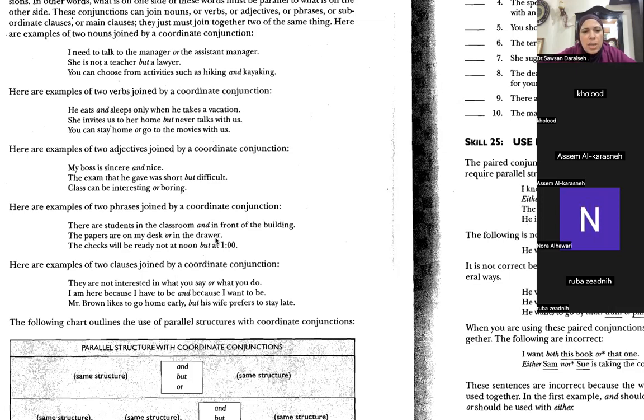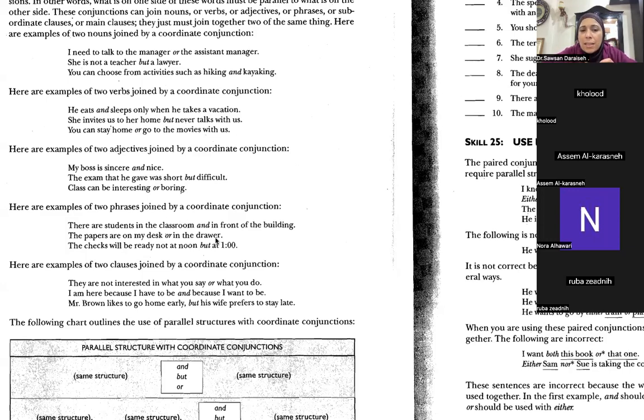Next sentence. The checks will be ready. If someone who works at a bank promised to write you a check or to give you a check, they will tell you something like this. The checks will be ready, or if it's not one check, it's more than one check. The checks will be ready, not at noon. Not at noon, not at 12 o'clock.